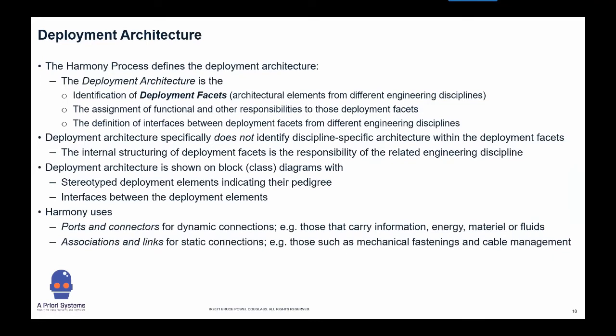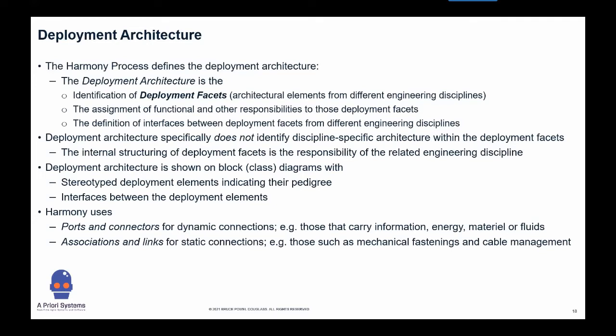One of the things we have to do is create this deployment architecture. So we have to identify the contributing engineering facets, how they connect, and what their responsibilities are. Ultimately, that's what we want to do. What I tend to do is use what I call a dynamic connection, where we're going to exchange information or energy or fluids or something. Then there's a port, and then we have connectors.